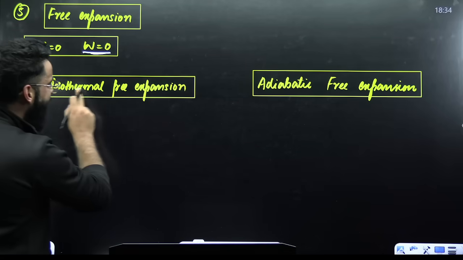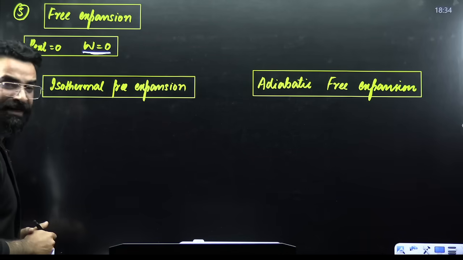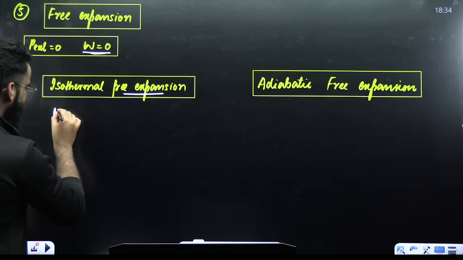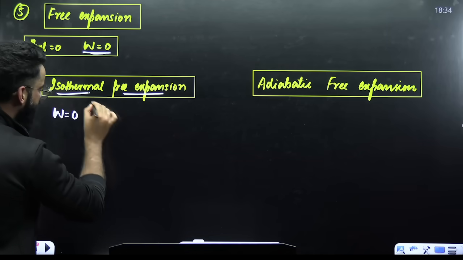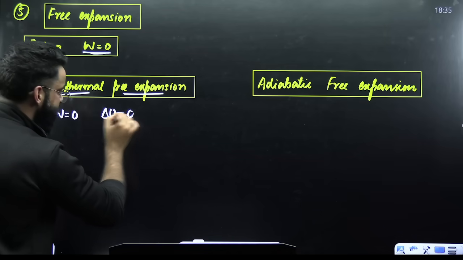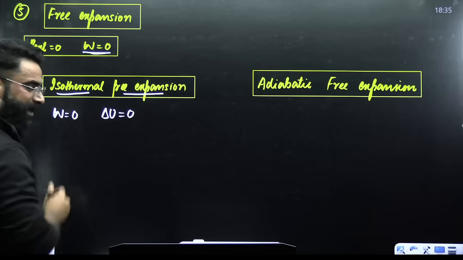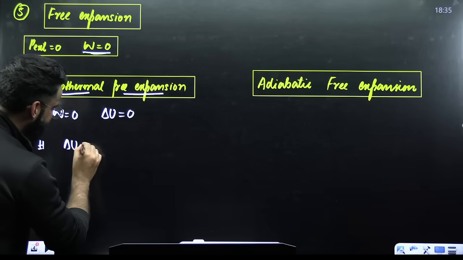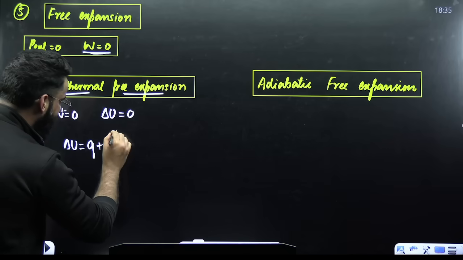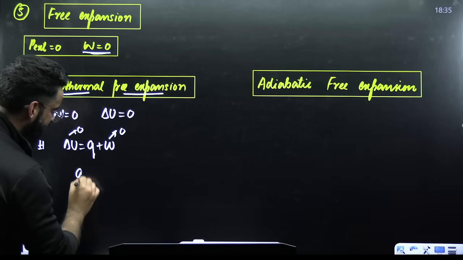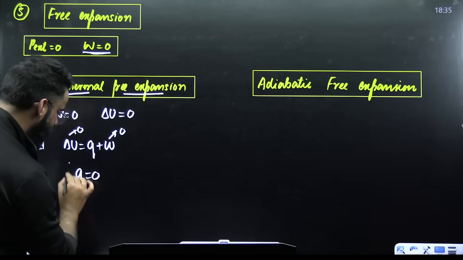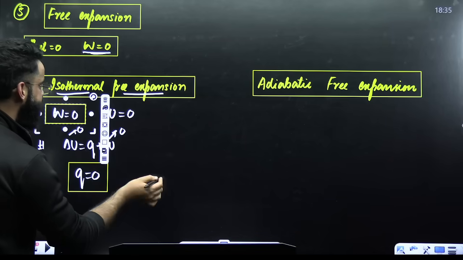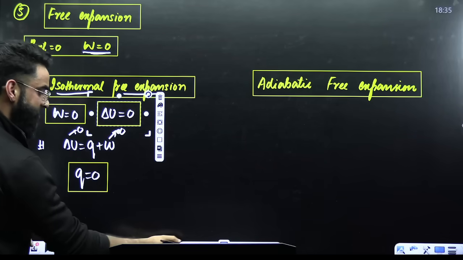Now, if there is isothermal free expansion of an ideal gas, since the term is free expansion, W value is 0. The gas is undergoing an isothermal process, so delta U is also 0. Now, the first law of thermodynamics says that delta U is equal to Q plus W. Now, W is 0, delta U is 0, that means Q automatically becomes equal to 0, right? So this is what happens in the isothermal free expansion of an ideal gas.